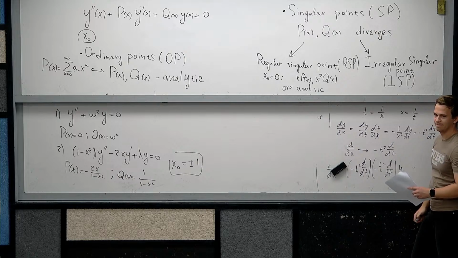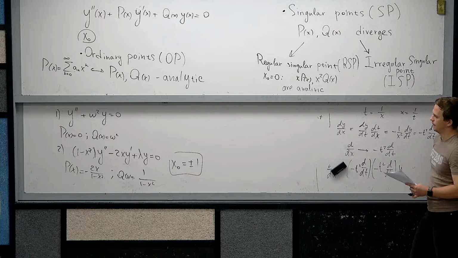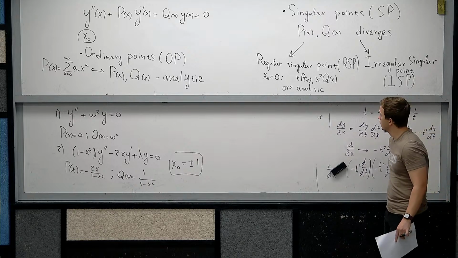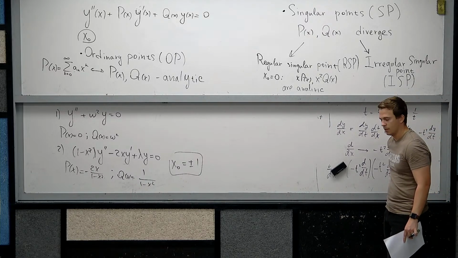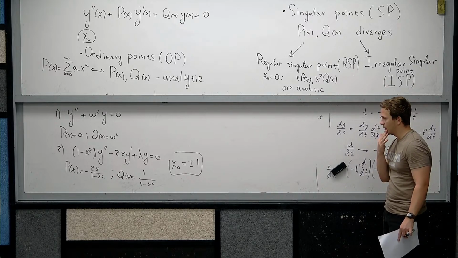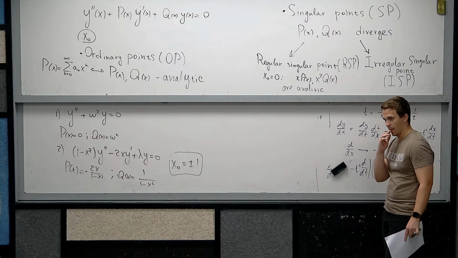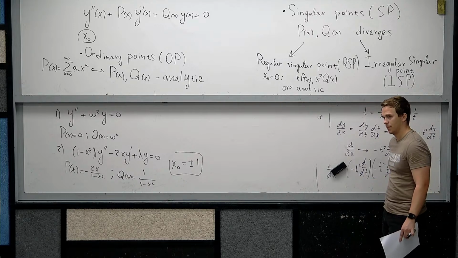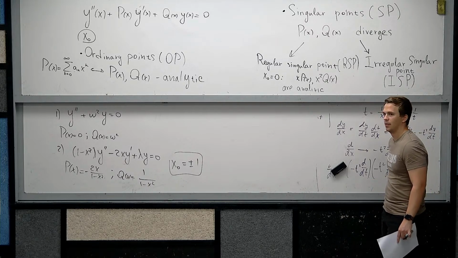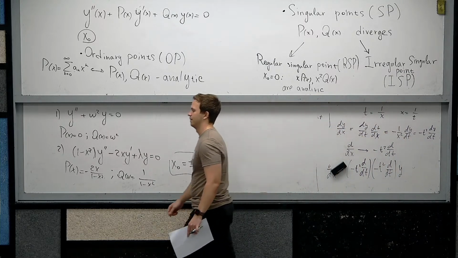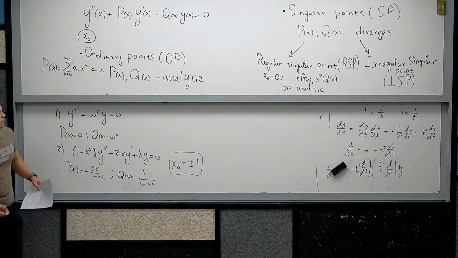What do you say? It's a regular singular point. Why? Because it's a first order pole. It's the power of minus 1, not power of minus 2. It's not 1 over x squared in p of x, and it's not 1 over x cubed in q of x. Yeah, right.